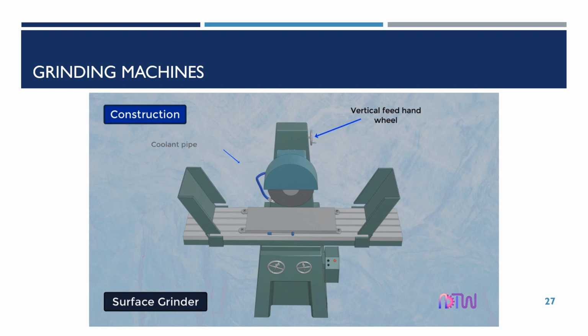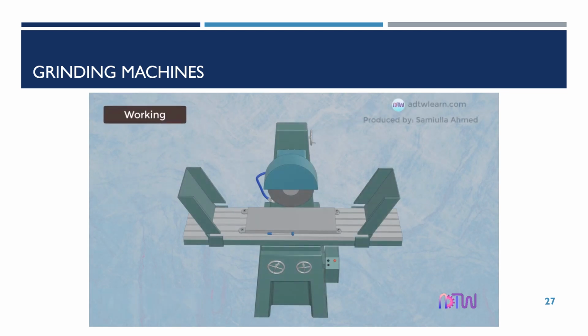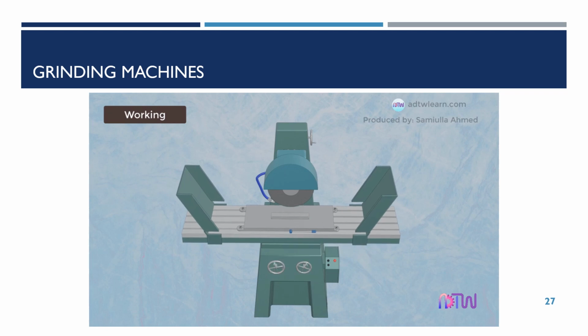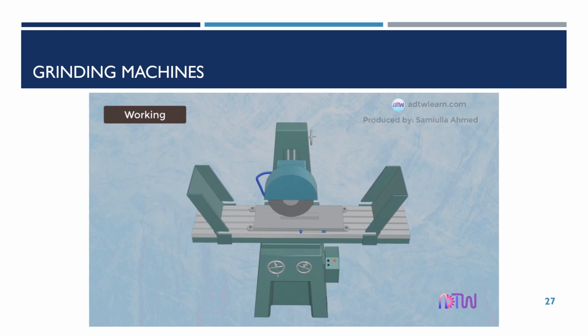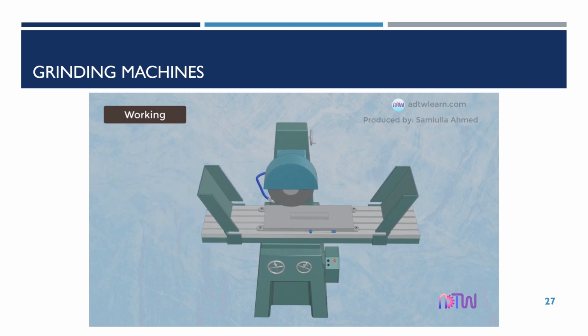Let's see the working of the surface grinding machine. The workpiece to be ground is placed on the magnetic table, and the lever is turned on to magnetize and hold the workpiece rigidly. Now, coolant is turned on, and by using both the hand traverse wheel and cross-slide wheel, the grinding of the workpiece surface is carried out.